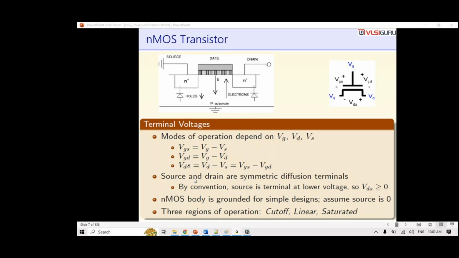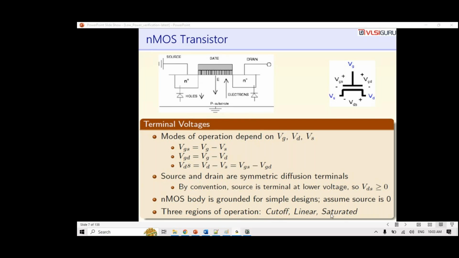Okay. And the source and drain are symmetric diffusion terminals. By convention, source terminal is at a lower voltage. I mean, in NMOS, source terminal is at a lower voltage, drain is at a higher voltage. NMOS body, that is the substrate, is grounded for simpler designs, though it need not be always grounded. It is one of the power management techniques where they can change this voltage to impact this leakage current also. That is also possible. That is one of the techniques which we will talk about. Okay. There are three regions of operation: cutoff, linear, and saturated.